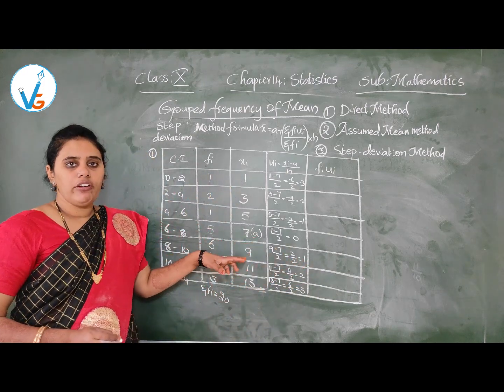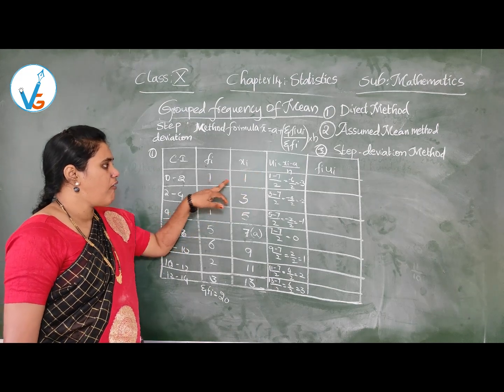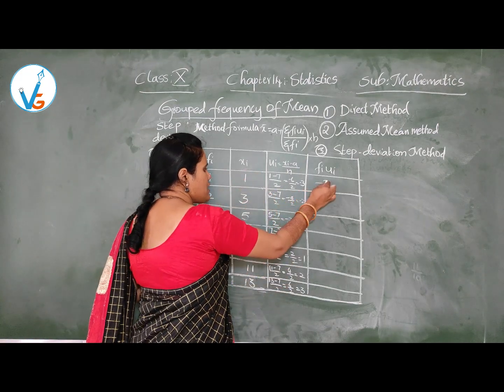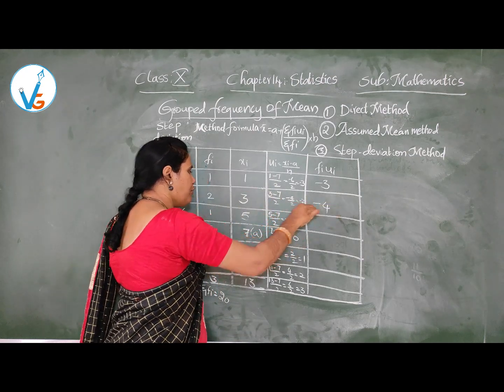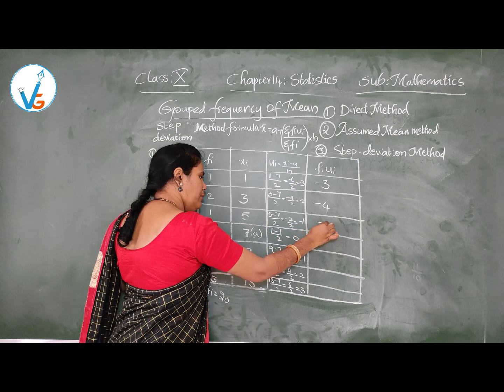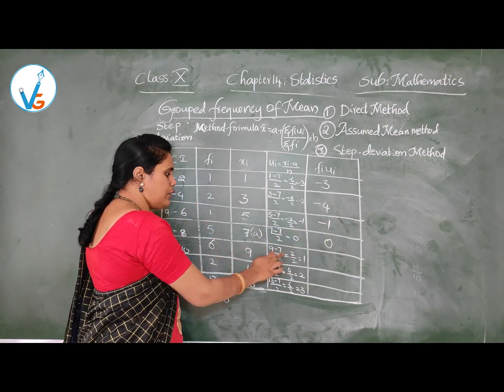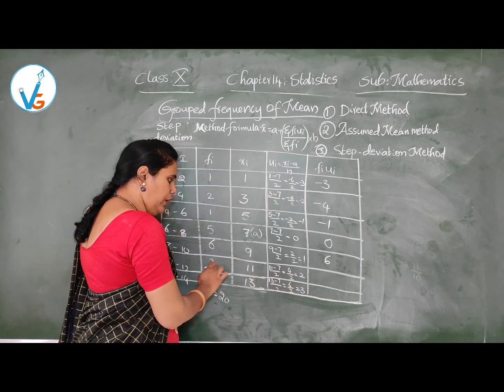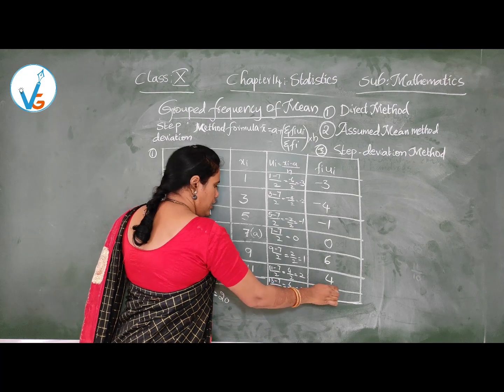Okay. Next what we have to do, we have to find out Fi Ui. Fi is 1. 1 into minus 3, minus 3. 2 into minus 2, minus 4. 1 into minus 1, minus 1. 5 into 0, 0. 6 into 1, 6. 2 into 2, 4. Next 3 into 3, 9.